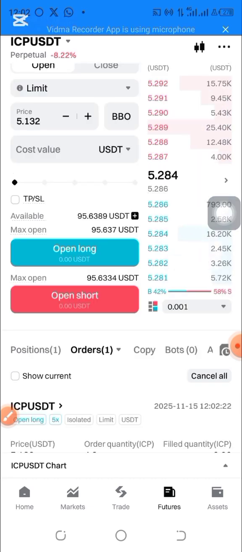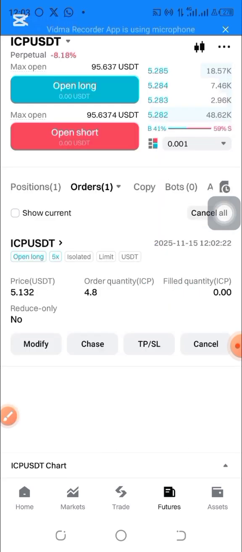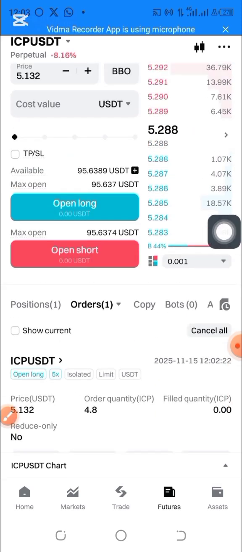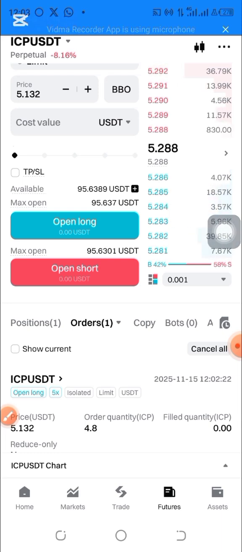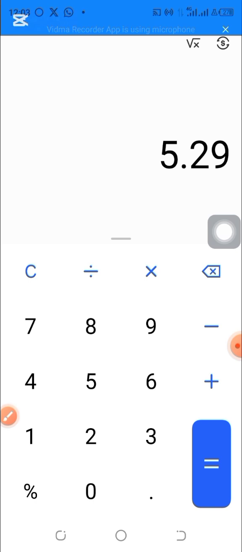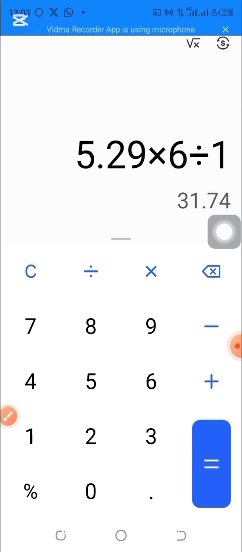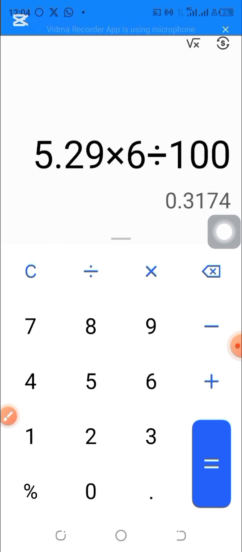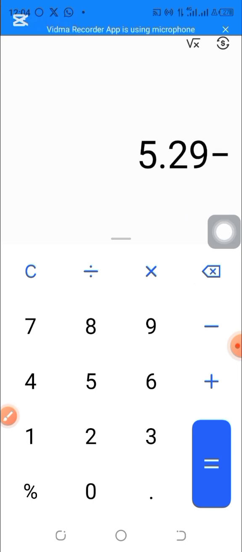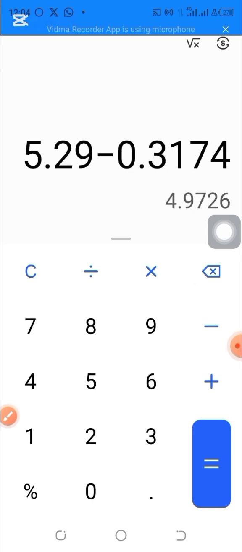Now remember that I still have $5 left that I have not spent. So this one will be triggered once the price of this ICP comes down by 6%. Let me calculate that one as well. I will say 5.29 times 6 divided by 100. That's 0.3174. So I will say 5.29 minus 0.3174, that will be 4.9726. So once the price of this ICP has come down by 6%, that will give us 4.9726.